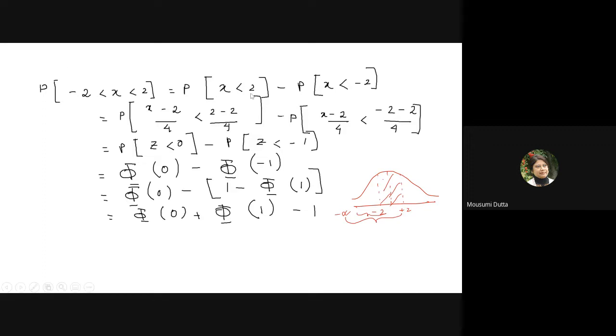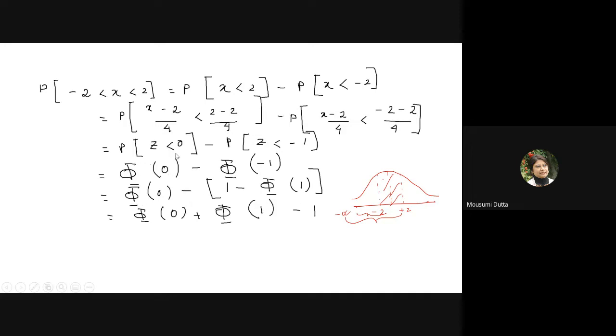I'll consider the area up to 2 and the area up to minus 2. Then I'm standardizing: (x minus 2)/4, so (2 minus 2)/4 minus (x minus 2)/4 less than (minus 2 minus 2)/4. So z less than 0 minus z less than minus 1. So in terms of the standard normal or standardized variate, we have to find the area between minus 1 and 0. I have to consider the area up to minus 1 and calculate the area up to 0. So between 0 and minus 1, we have to do something.